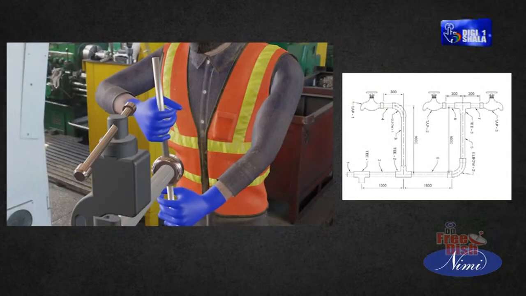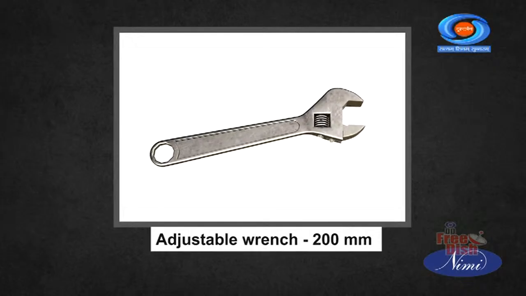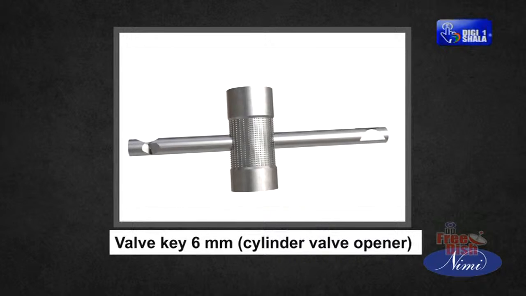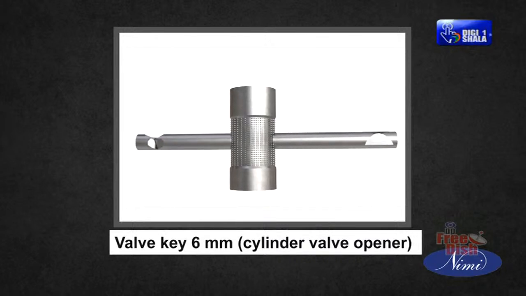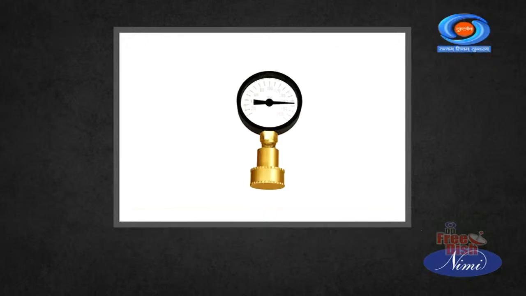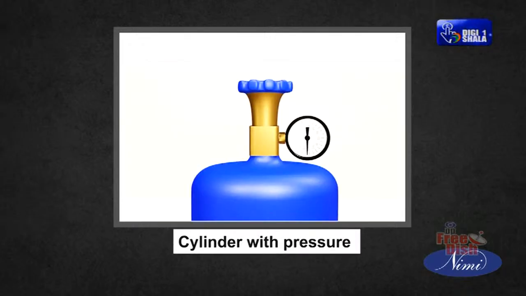Tools required: adjustable wrench 200 mm, valve key 6 mm, cylinder valve opener, pressure gauge with adapter, cylinder with pressure.